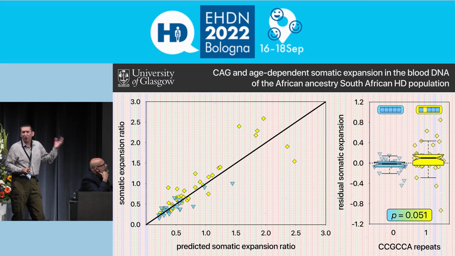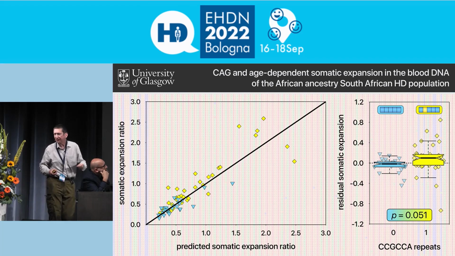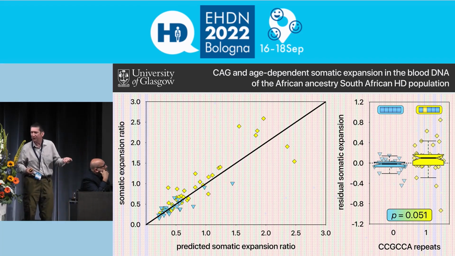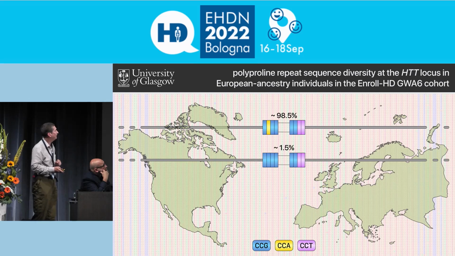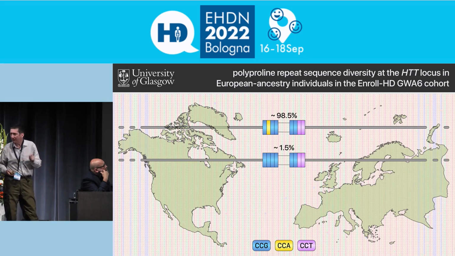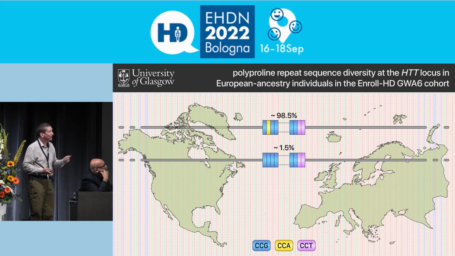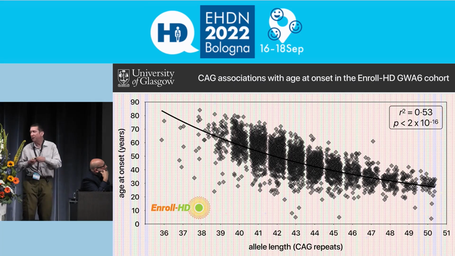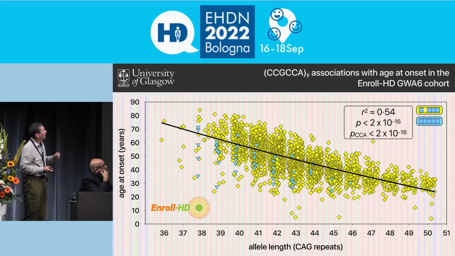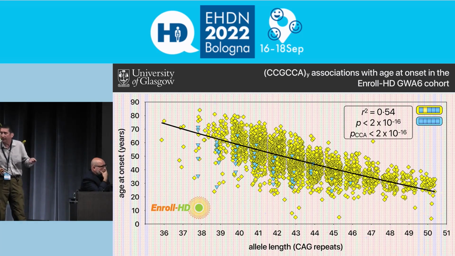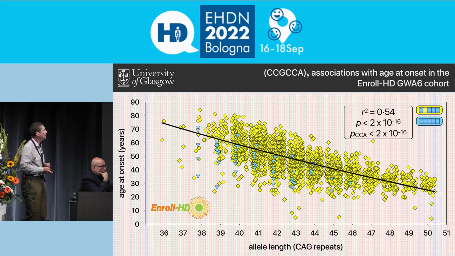And when we looked at their somatic expansion, again, no obvious difference dependent on the number of CCA variants. Those alleles also exist in the European HD population, much rarer, but with the beauty of having a very large population, we can also address that there. And again, we found that the CCA loss was associated with an earlier age of onset in this European ancestry population.